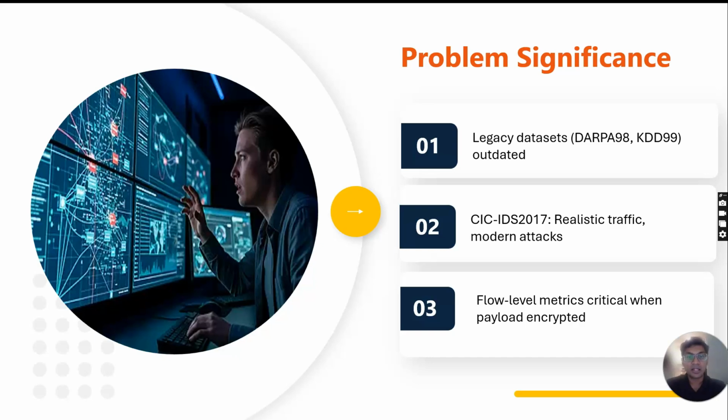In today's networks, payload inspection is increasingly constrained by encryption, so per-packet deep inspection is not always feasible. As a result, flow-level metrics like bytes per second, packets per second, and service port remain crucial signals for anomaly detection because they are observable and can be monitored at scale in operational environments.